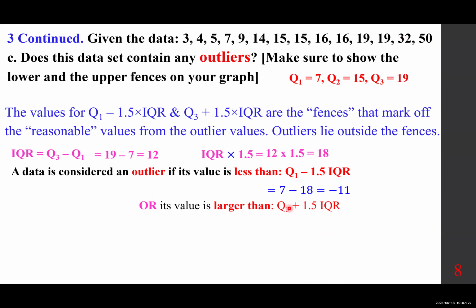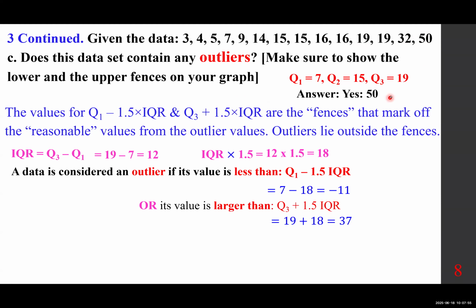Now, for the larger side, Q sub 3, which is 19, plus 1.5 IQR, plus 18, they add up to 37. That means any number larger than 37 must be an outlier. So when you look at these numbers, on the left side, we don't have any. On the right side, 37. Therefore, yes, we have an outlier, and that's the number 50.